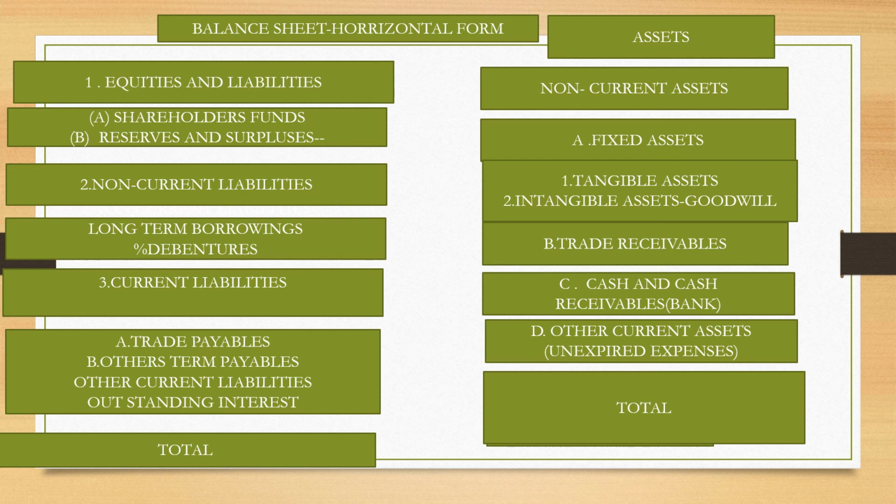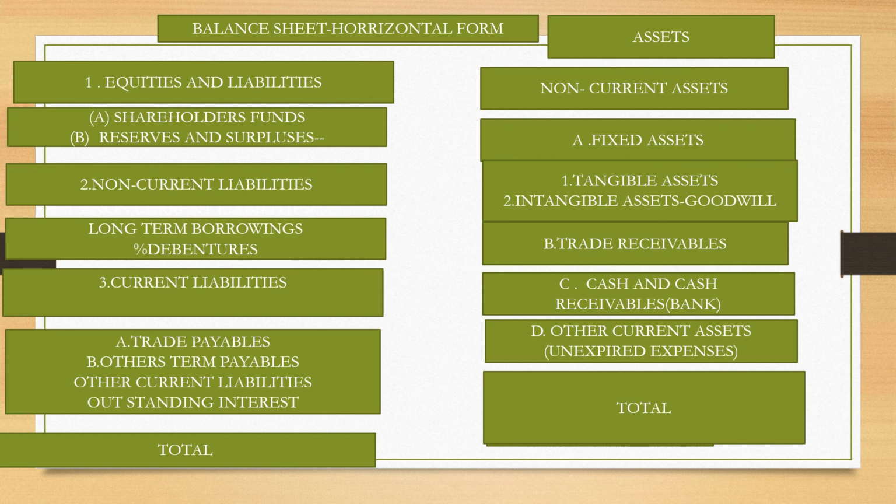Then we are coming to the asset side, non-current assets. Under non-current assets, we have two: fixed assets and intangible assets. Fixed assets are machinery, building, plant, furniture, leasehold, on which we charge depreciation and which can be seen with the naked eyes. Intangible assets are those which we cannot see. Normally it includes goodwill, patents, trademarks, copyrights. They are all intangible assets. Then trade receivables. Trade receivables mean sundry debtors, bills receivable.